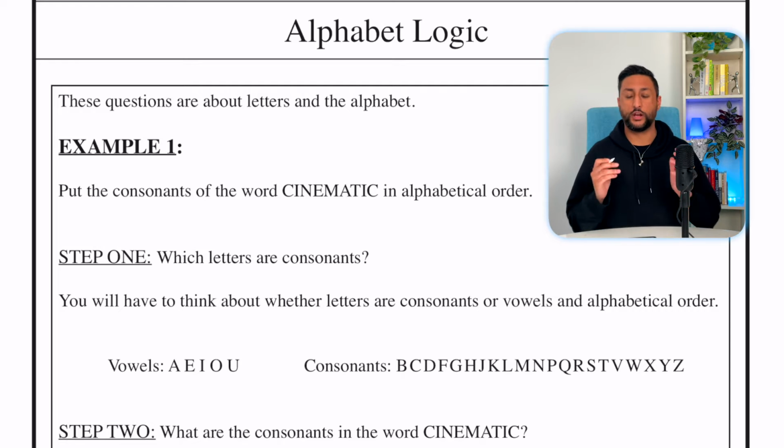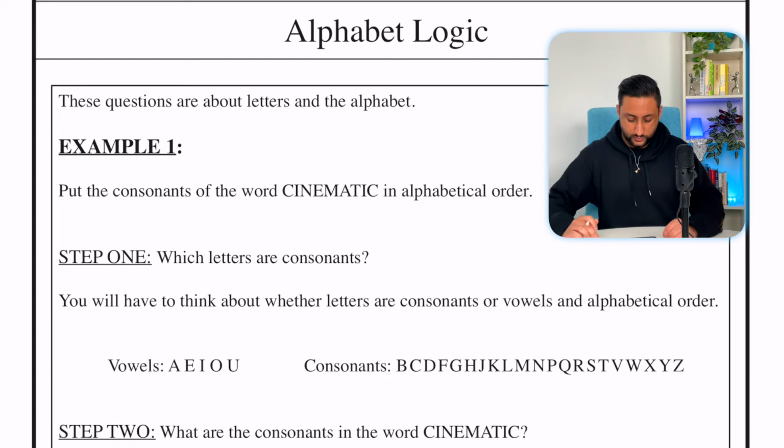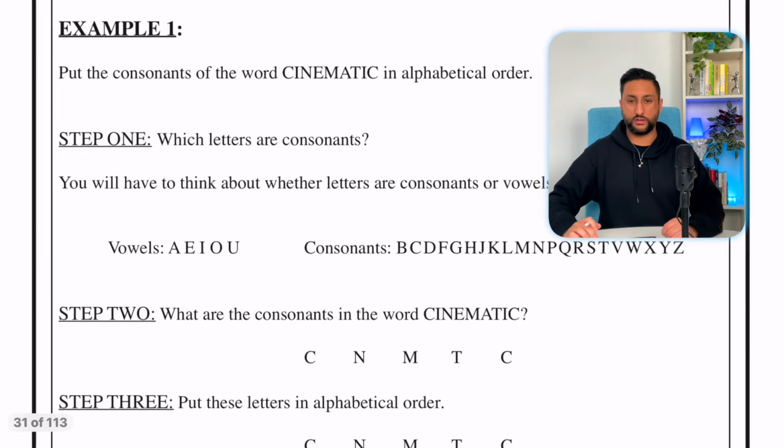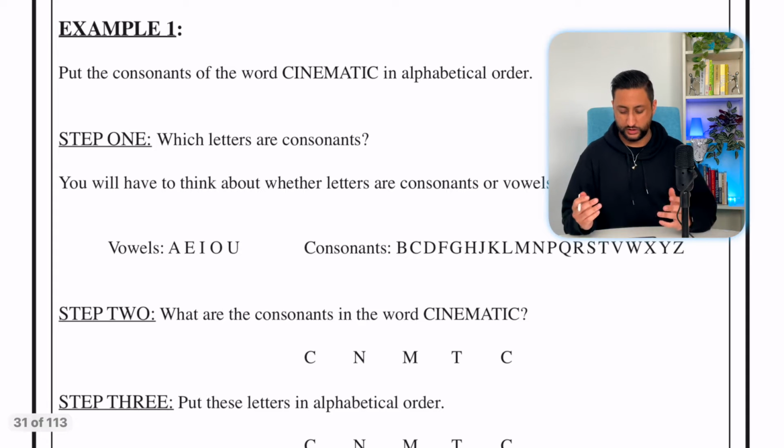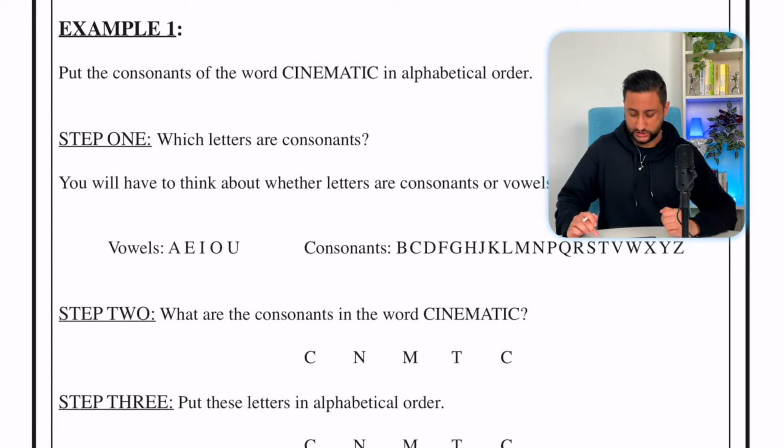So let's start by taking a look at the explanation in our book. These questions are about letters and the alphabet. So there isn't really one way of answering these questions. It depends on what the question is, but you do need to be aware of certain things such as vowels, consonants, as well as some other things that we'll look into in a minute.